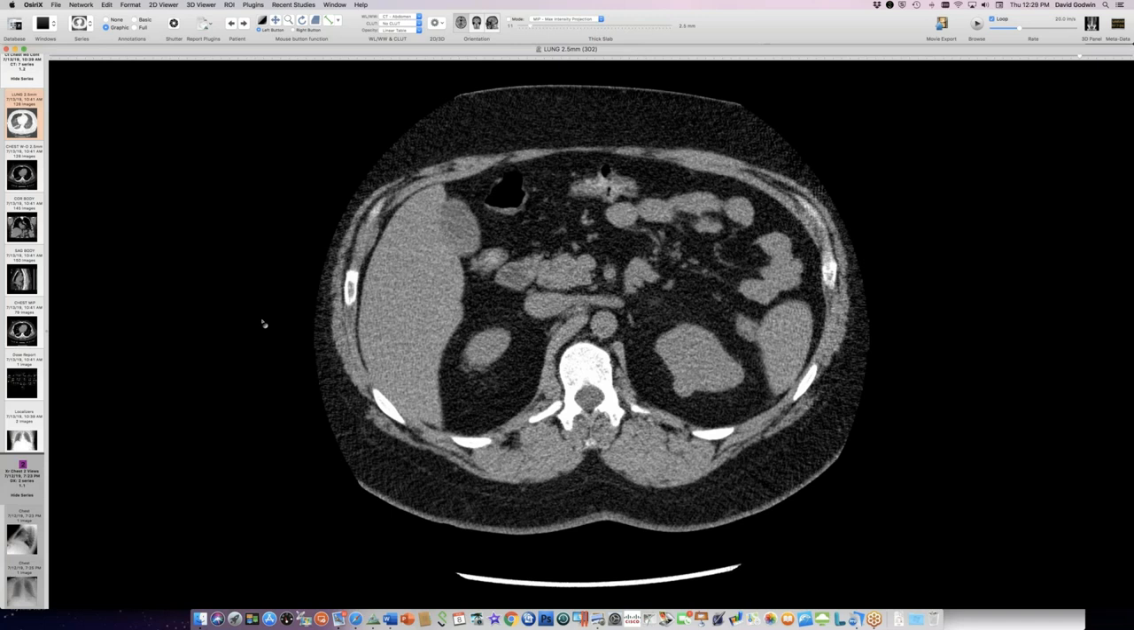Okay. Very good. Okay, so this was a nice case of Birt-Hogg-Dubé, and the chest radiograph, of course, doesn't show those basal cysts, but they were manifested by leading to a pneumothorax.